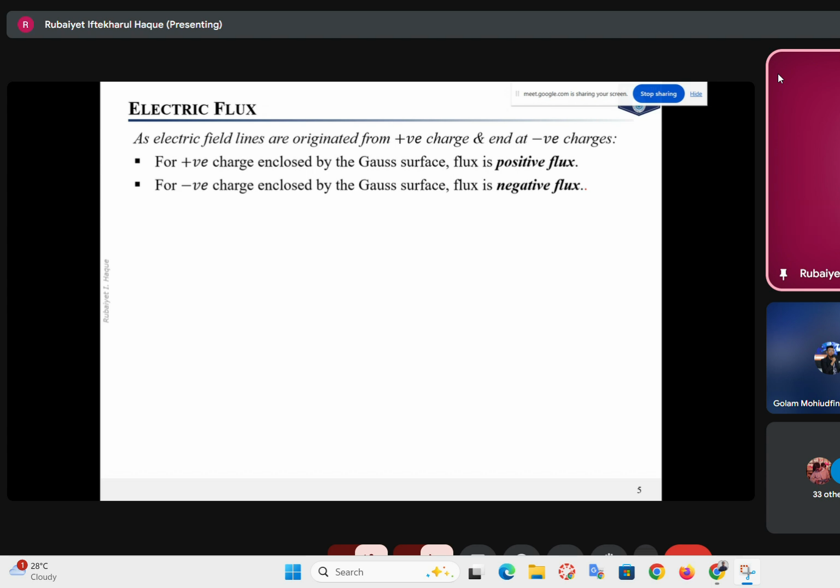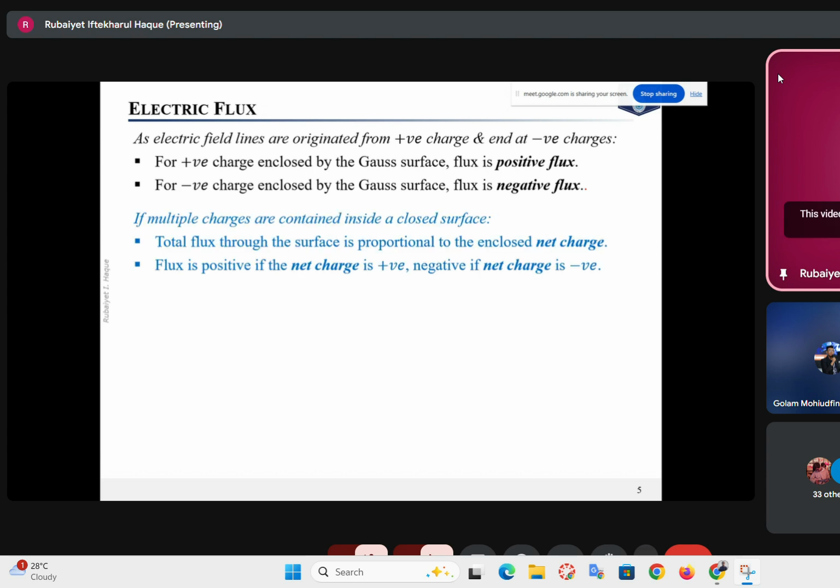If multiple charges are enclosed by the Gauss surface, then you have to calculate the net charge. That means, what is the total charge after cancelling out positive and negative? If your net charge is positive, then it will create a positive flux. If your net charge is negative, it will create a negative flux. Rather than individual charges, you have to consider the total as a whole charge.